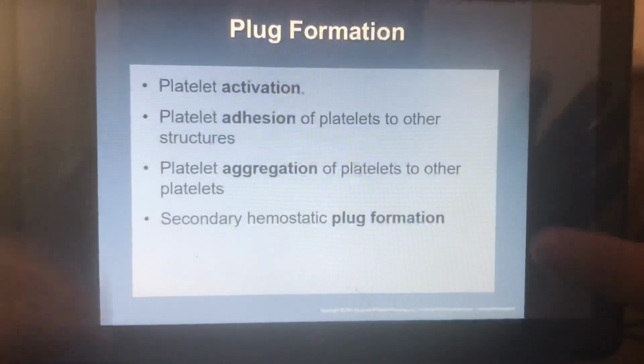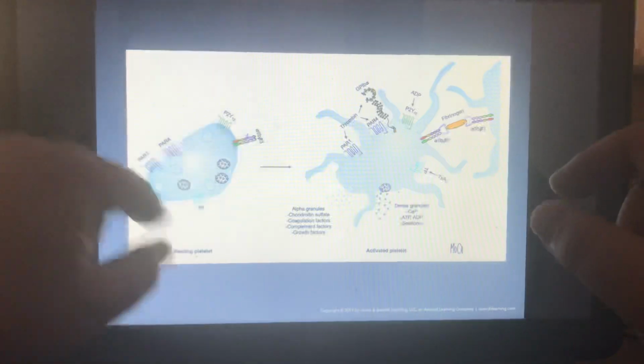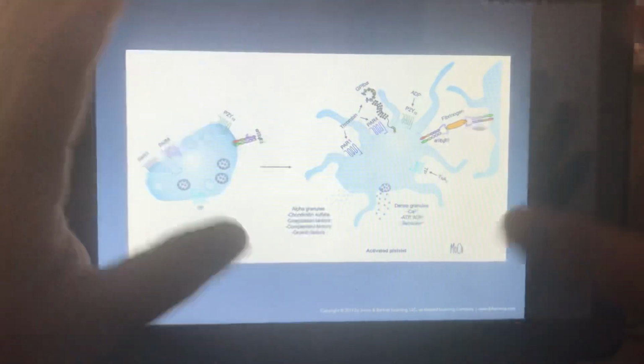All right, now we talked about it, here's how it works. When platelets, again, are nice and spherical, they move through the blood system with ease, no problem. They don't stick anywhere.